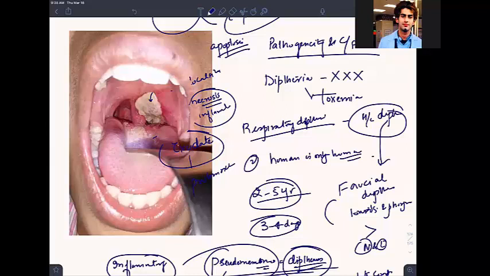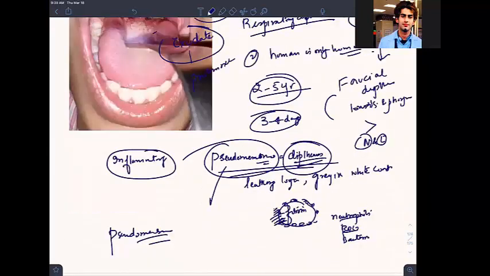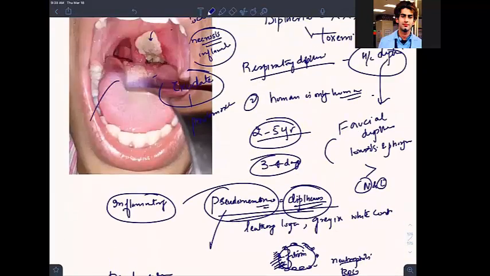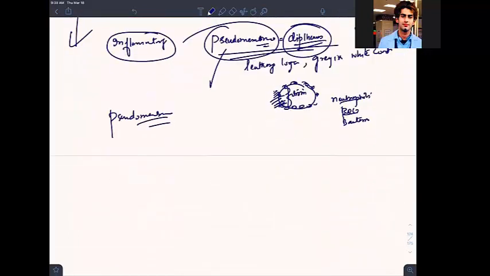Sometimes this pseudomembrane will become so severe that in severe cases it will go into the larynx and even the bronchial airways. Will it lead to airway obstruction? Can it be fatal? The person can die of asphyxia.